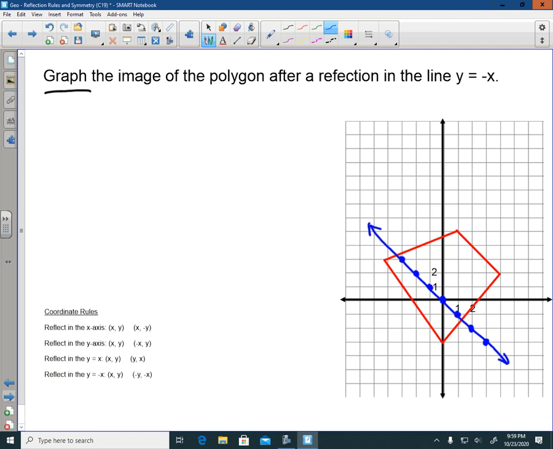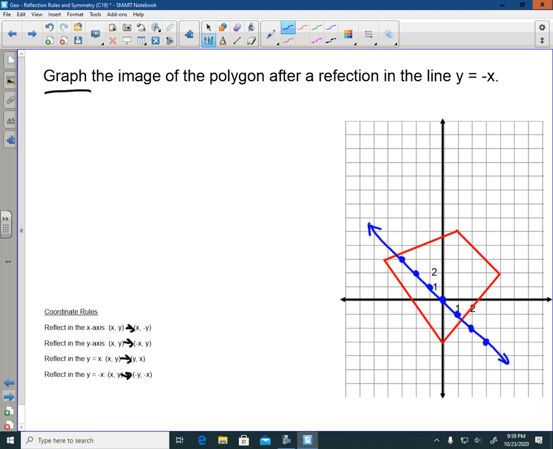Now, because it has a slope, we cannot count. So there's no counting to be done in this problem. We're going to have to use a rule. And why my little arrows aren't here, I don't know. There's supposed to be arrows on all of these.